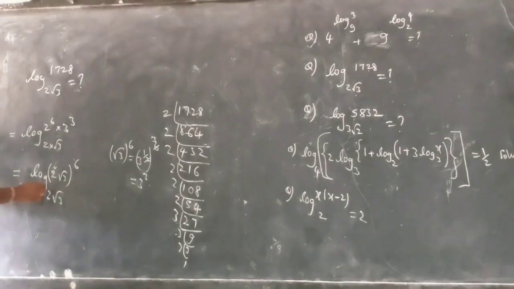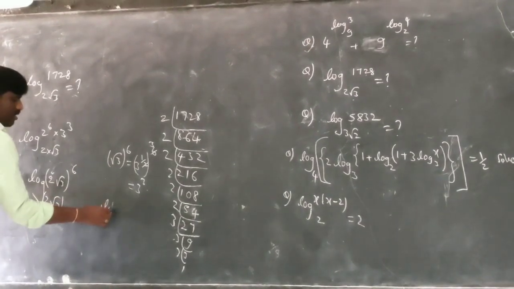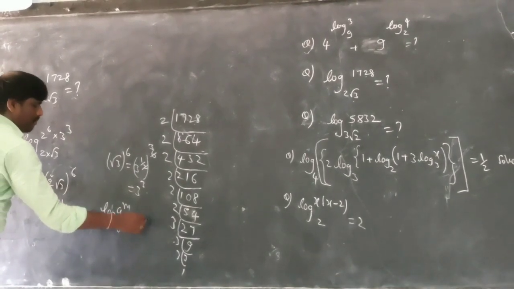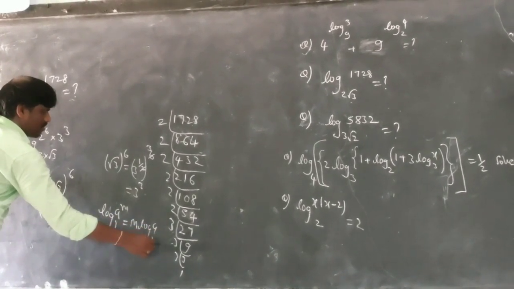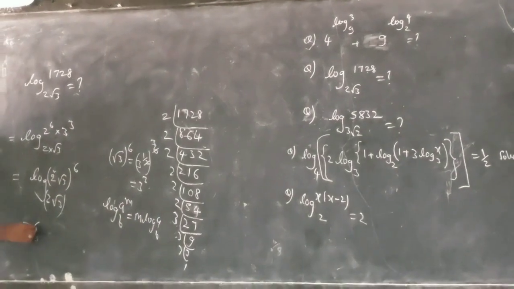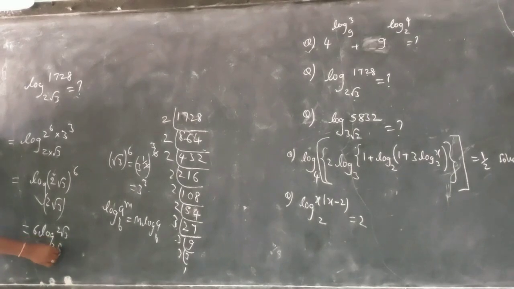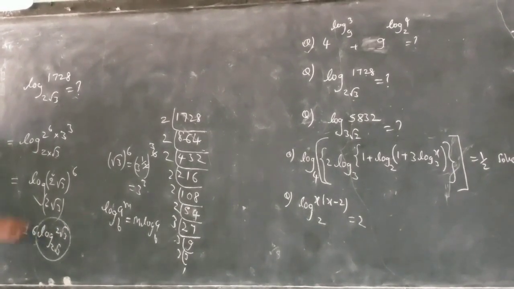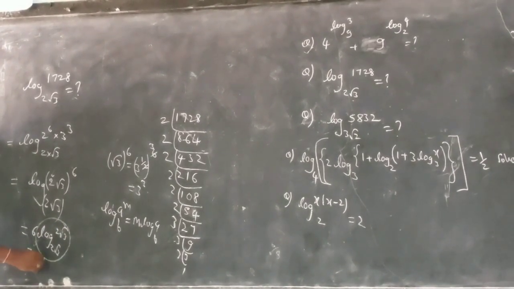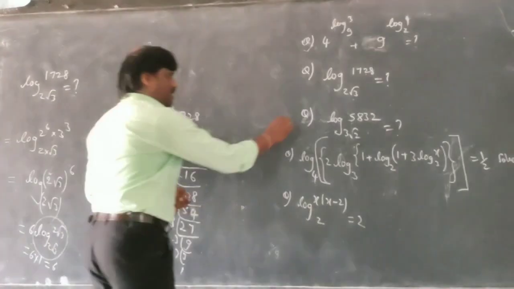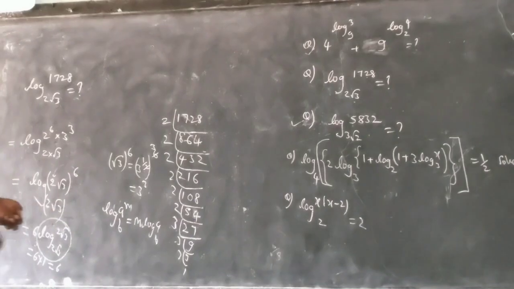So now what I am getting here, the property: log a power m with the base b is equal to m log a with the base b. So I get it as 6 log 2 root 3 with the base 2 root 3. And you know this is how much? 1. So the answer is 6 into 1, the answer is 6. Likewise, you can do this one.